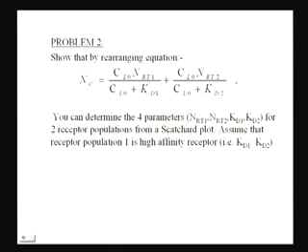Show that by rearranging this equation, you can determine the 4 parameters nRT1, nRT2, KD1, KD2 for 2 receptor populations from the scatter plot. Assume that one of them is much higher, so you can assume one to be 100 times higher than the other. So what I showed you is the scatter plot, and all I'm trying to tell you is how you can exploit this steady state equation to get the 4 parameters nRT1, nRT2, KD1 and KD2. Okay. So we'll stop here and we'll continue later today.